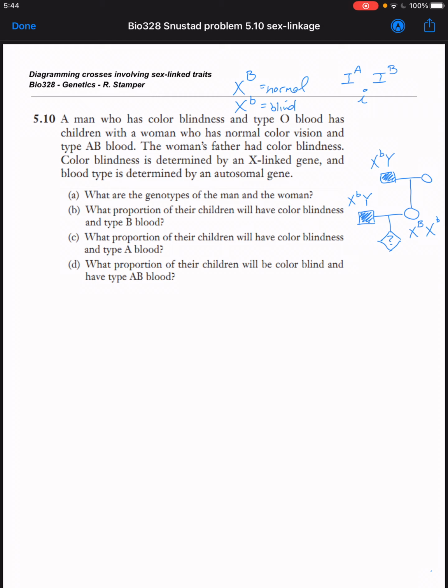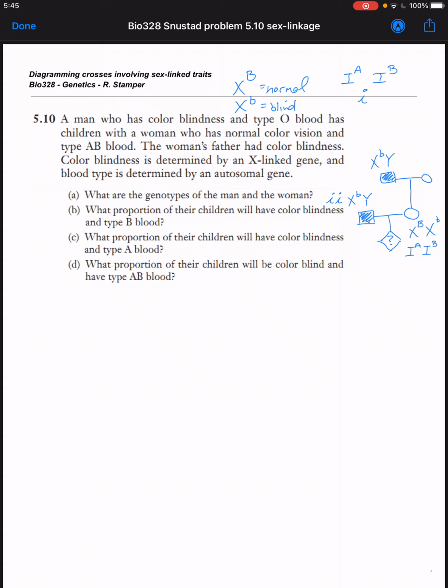Separate to that, we also have blood type information. So if the man is blood type O, that means he has two recessive alleles, lowercase ii. The woman has blood type AB, so she must have both dominant A and B. So that gets us through part A. What are the genotypes of the man and the woman?